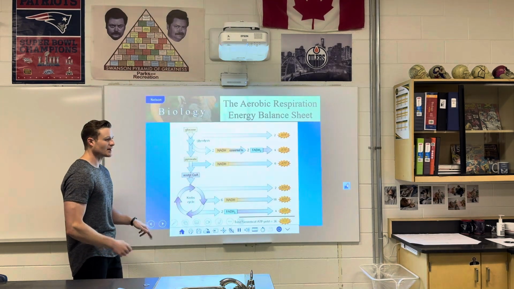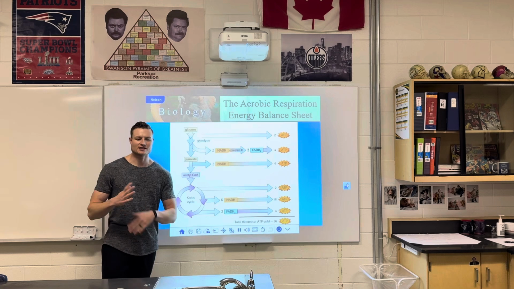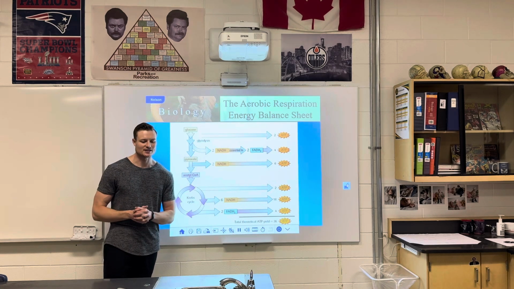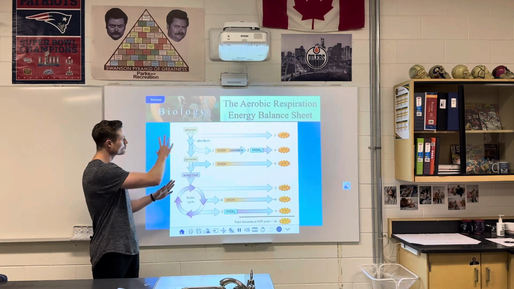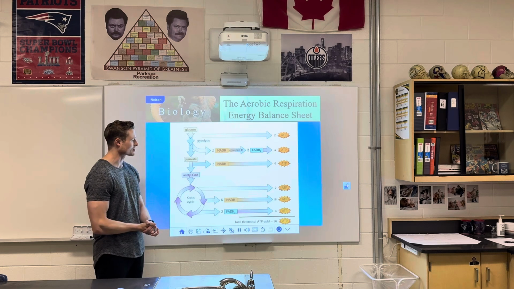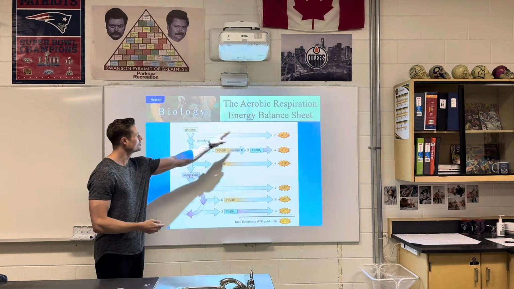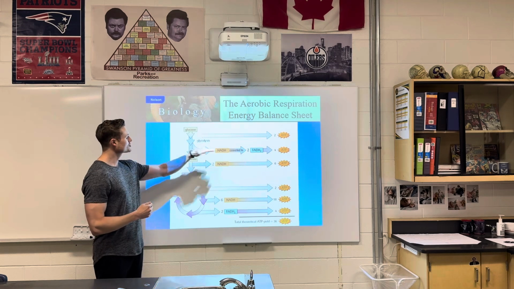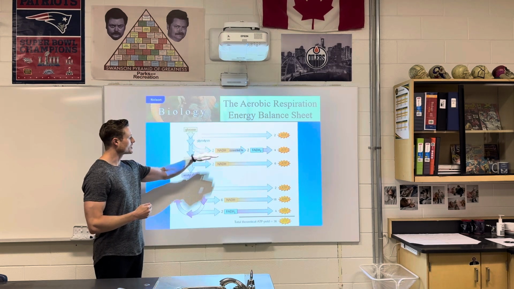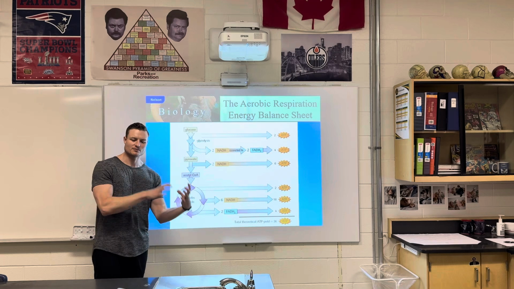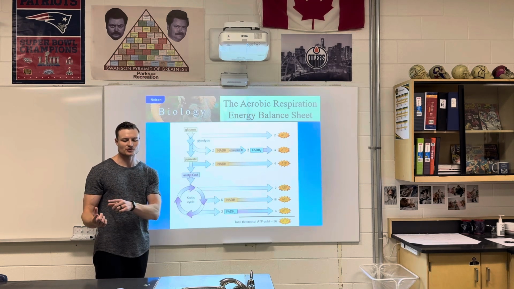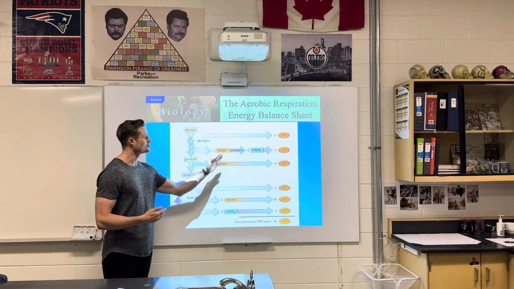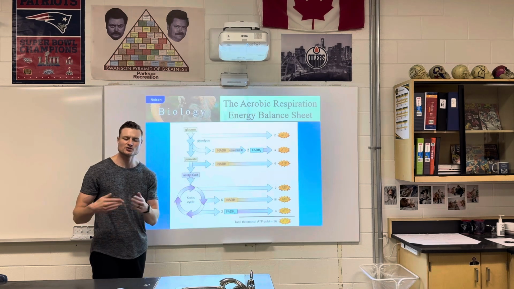Okay, so then I like to end with this balance sheet because it ties everything together very nicely. It shows you where all the 36 ATP are coming from. So we make 2 just in glycolysis, so there's 2 ATP. We end up making 2 NADHs, but in order to get the NADHs from the cytoplasm into the mitochondria, they actually have to be converted into FADH2s, which will reduce the number a little bit.